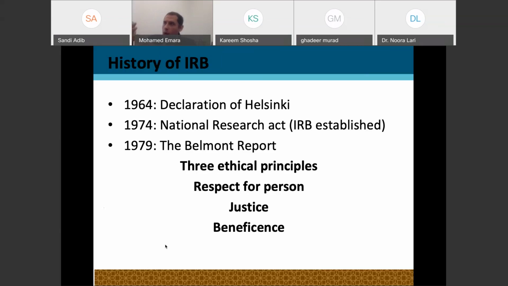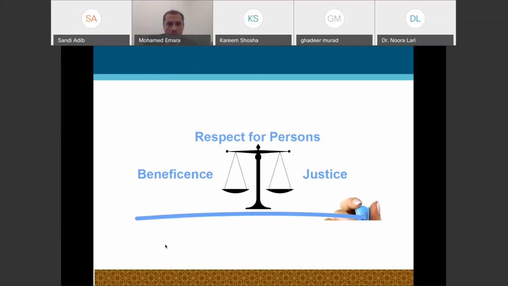Looking at those three, please be reminded of them all the time. I'm going to simplify them into three other words, which I will mention later. But please remember this: respect, justice, benefit, and they should all be balanced, by the way.